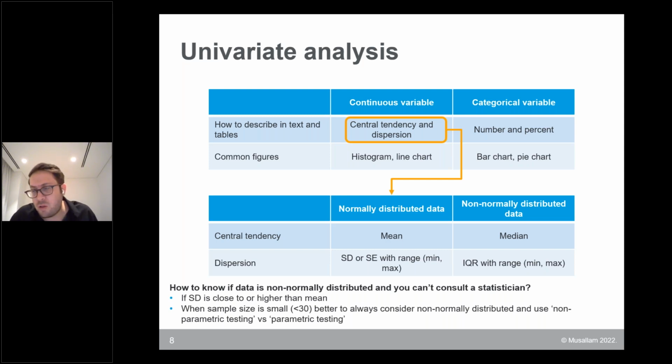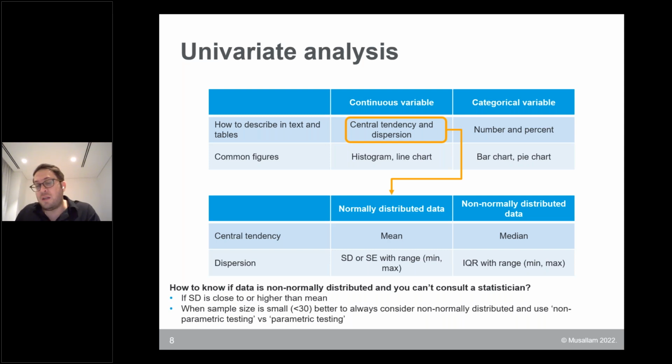So if I have data of 100 individuals with different ages, the mean age would be 64. Usually you put the plus or minus sign. The standard deviation would be 7. Or if it's a standard error, usually it's a smaller number. And then I will put the lowest and the highest range. So the lowest age was 18 maybe, and the highest was 85.